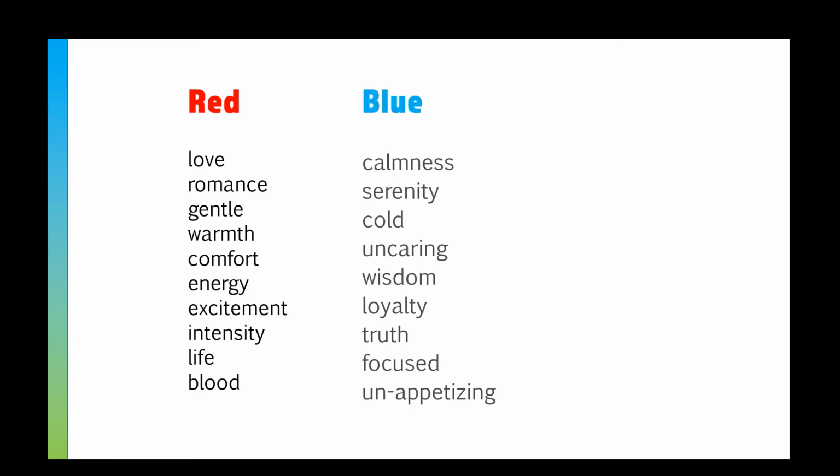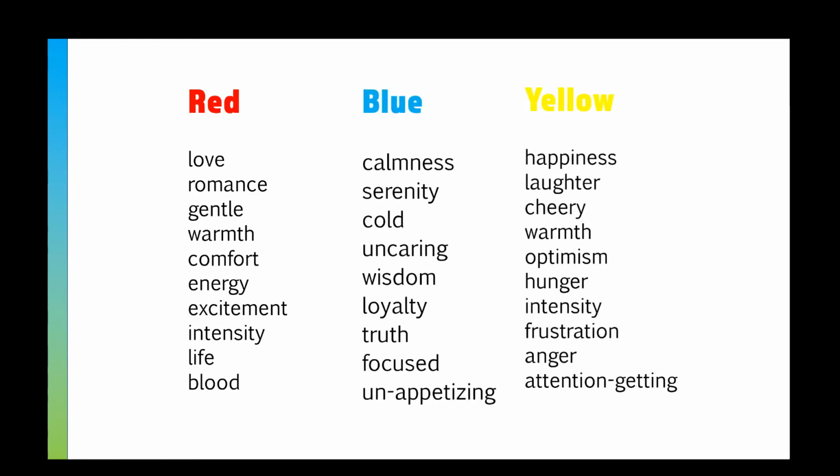So we usually associate red with romance, love, warmth, excitement, blood, life. Blue with calmness, serenity, also quite a cold colour. Despite me associating it with a blue sky, it is quite a cold colour. It's also usually associated with wisdom. We think about Ravenclaw in Harry Potter. That's meant to be the smartest house, the best at spells. So wisdom comes along with blue. You've also got loyalty and truth.